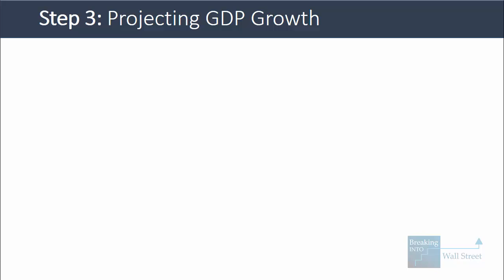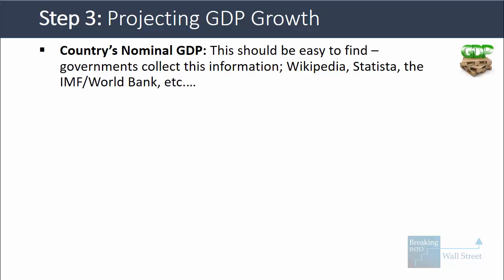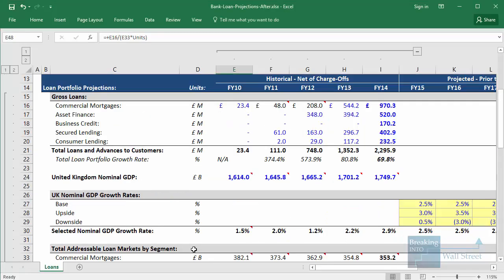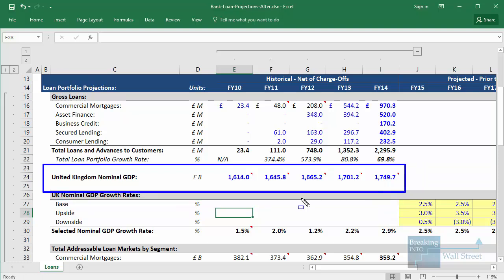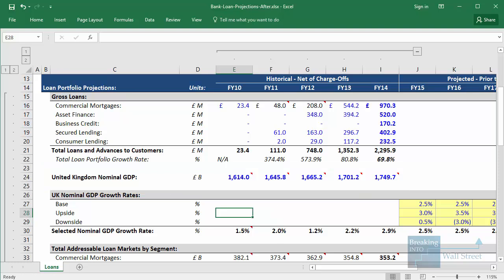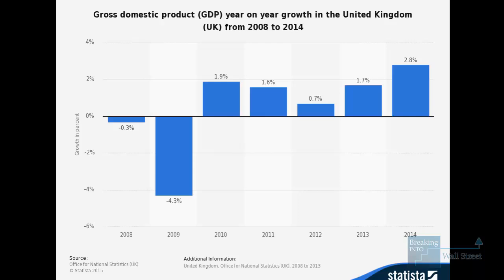Now in step 3, where we project GDP growth, you have to start by finding the country's nominal GDP. In this model, for example, we start with the United Kingdom nominal GDP, and you can easily find these figures on Wikipedia. You can go to the government website, and usually the Department of Economics or Statistics or Labor or something like that will have these numbers. We can also look in other sources like Statista, which is a site that gathers a lot of useful statistics on the economy, finance, deals, other things like that, and they give us estimates for the growth rates.